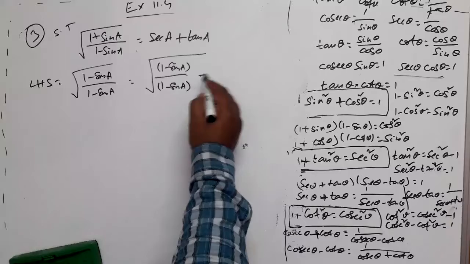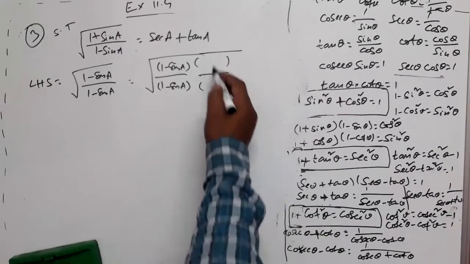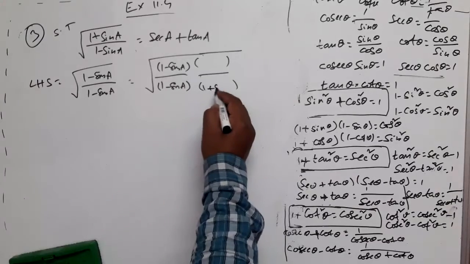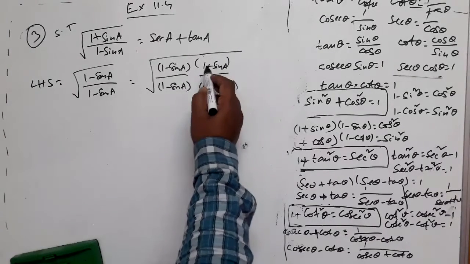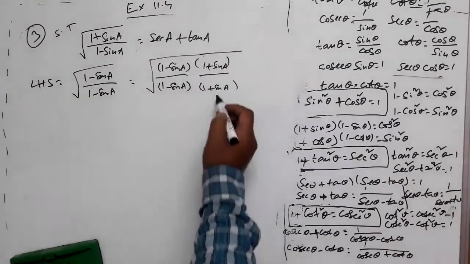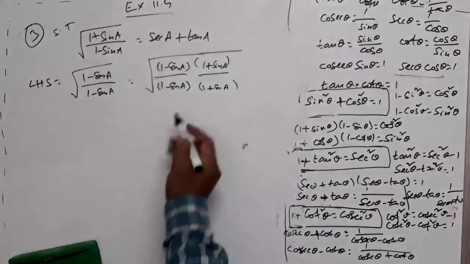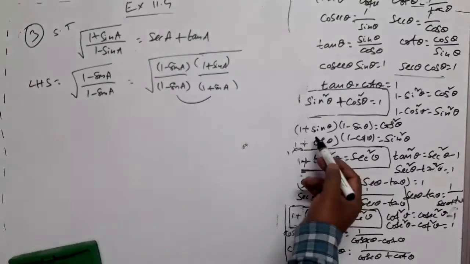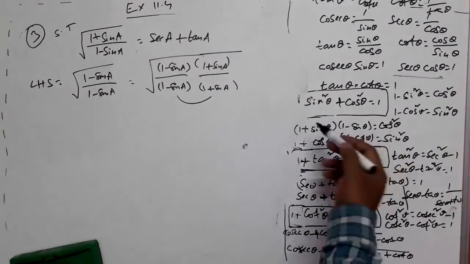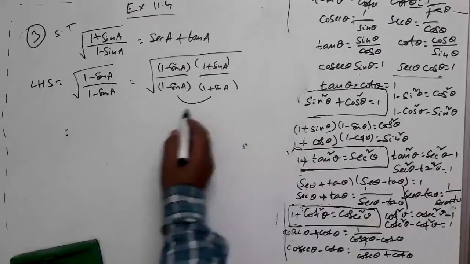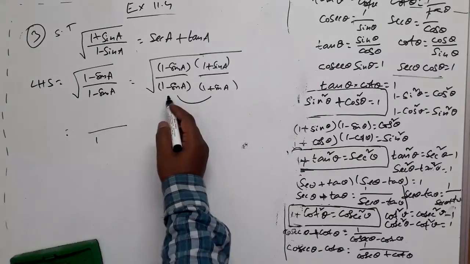So I'm thinking like this. If I can multiply and divide by the same term 1 plus sin a, if I multiply and divide by the same term, the value of this expression will not change, but I will have this one here: 1 plus sin theta multiplied by 1 minus sin theta. I can replace that by cos square theta. Right?